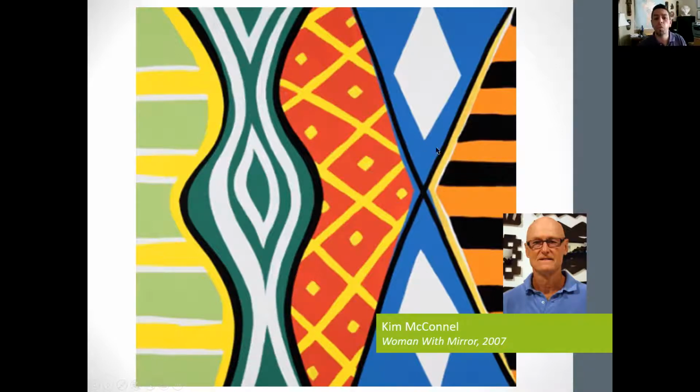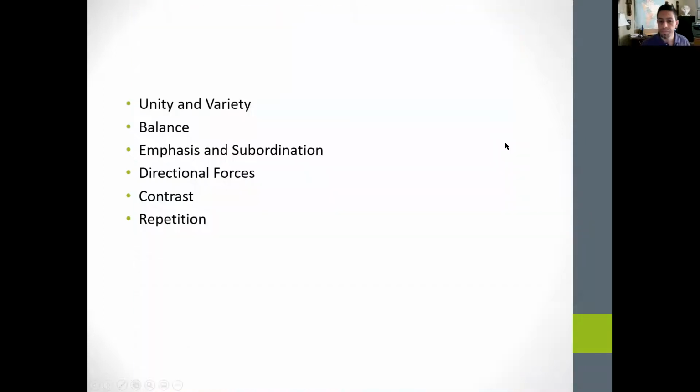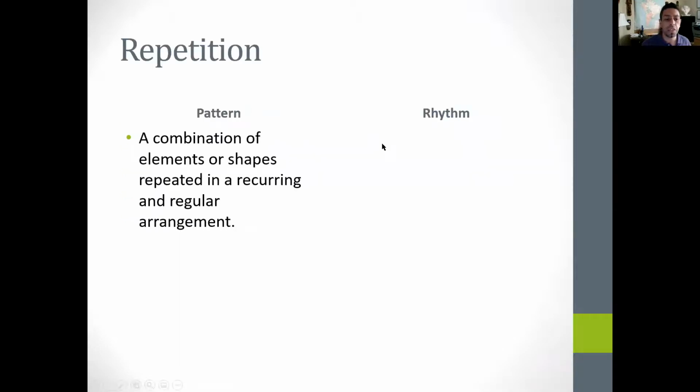So here we have the full room plus the woman and the mirror. Okay, the next one is repetition. This one's an easy one. We can recognize repetition fairly easily, right?